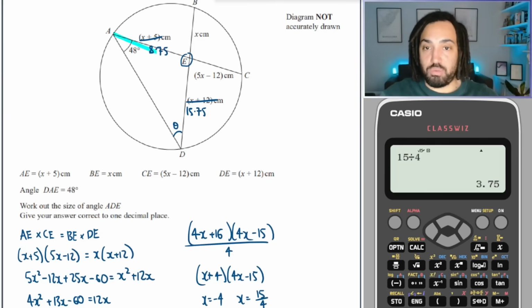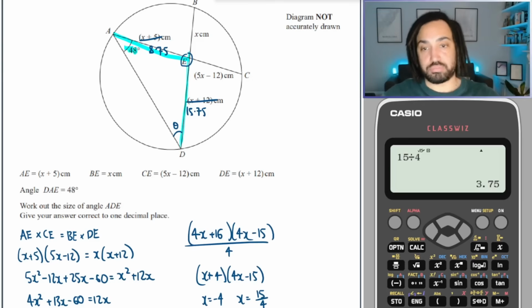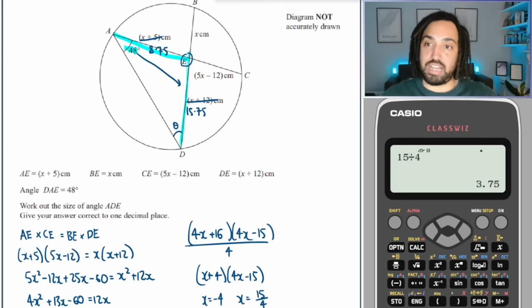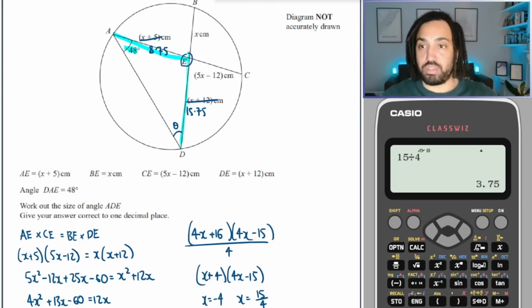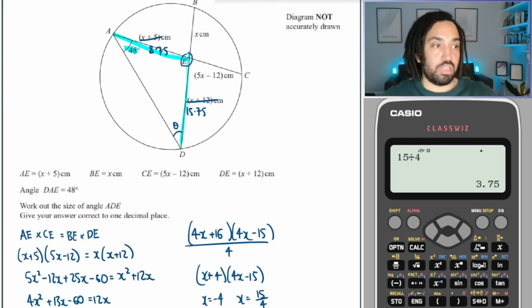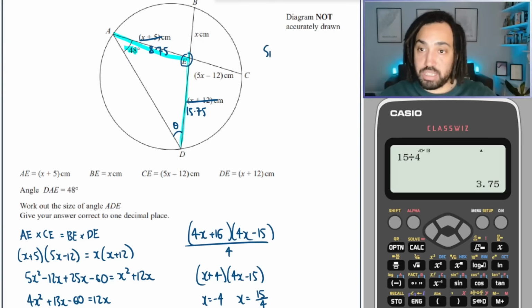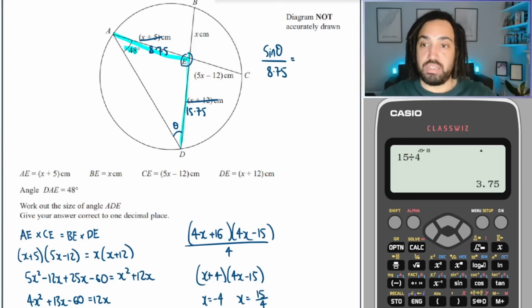We have one side, we have two sides, and we have an angle. So we need to use the sine rule here because we have a pair of side and angle which are opposite each other. So using the sine rule, I'll do it up here to save space. Sine theta divided by its opposite side, which is 8.75, is equal to sine of 48 over its opposite side, which is 15.75.